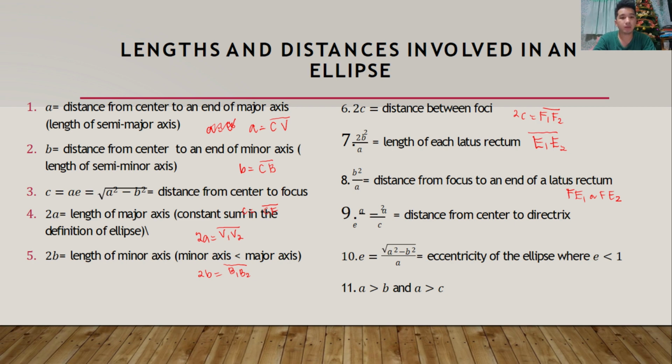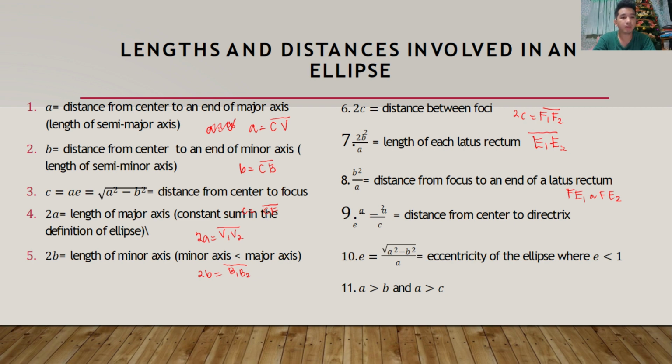2A equals the length of the major axis, the constant sum in the definition of an ellipse. 2B equals the length of the minor axis. The minor axis is less than the major axis. 2C equals the distance between the foci.